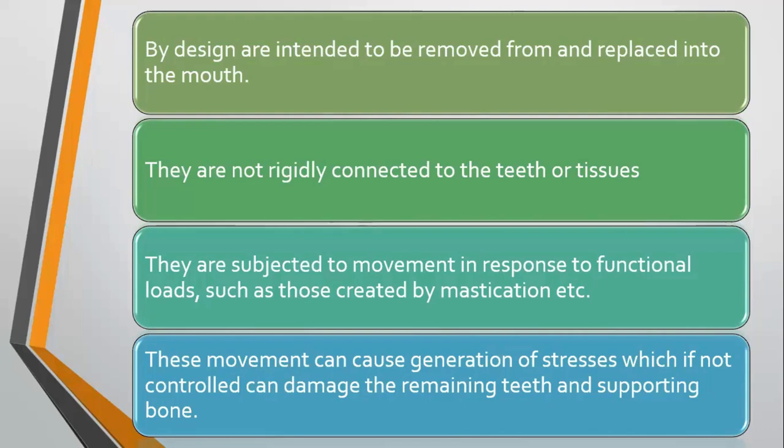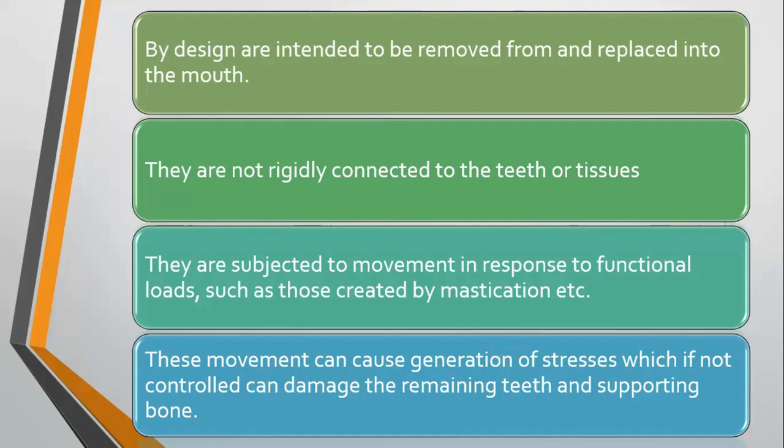Whenever we do a cast partial denture, we do the designing on the cast and we make a wax pattern, and that is cast and placed in the patient's mouth. They are not rigidly connected to the tooth or the tissue. They are subjected to movement in response to functional loads such as those created by mastication.